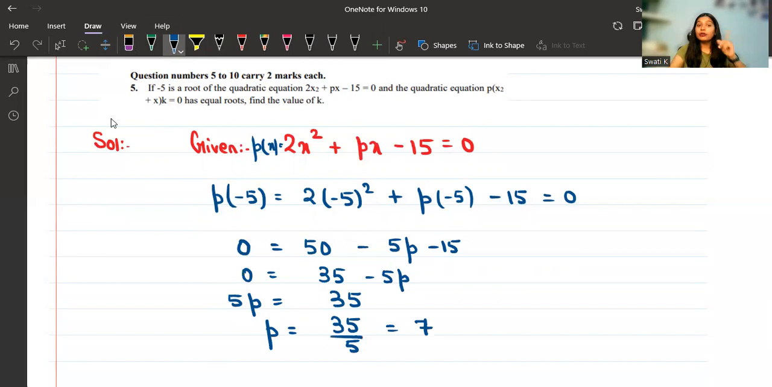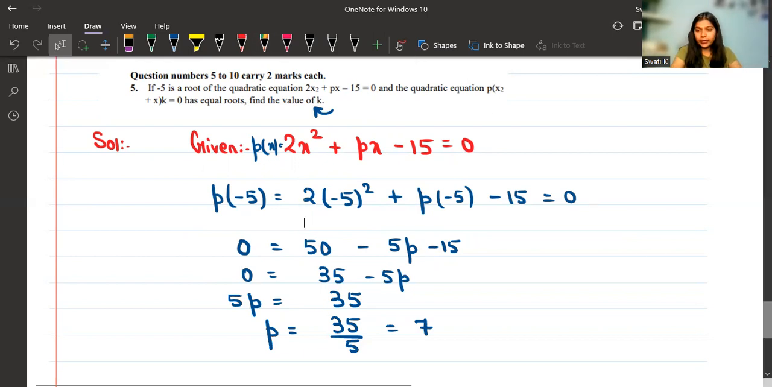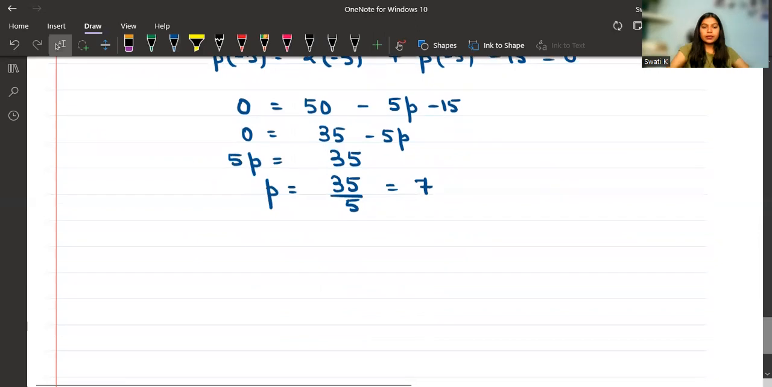So we got the value of p, but we have not got the answer yet because the question says we have to find the value of k, right? So let's go ahead. Now there is another information given. First of all, we have another quadratic equation, and it is px square plus x into k equals 0. Let's write down that: px square plus x into k equals 0.